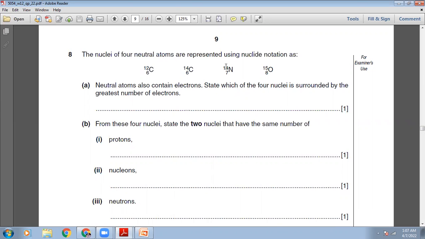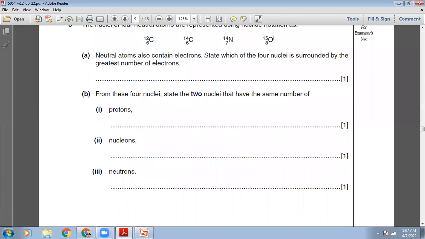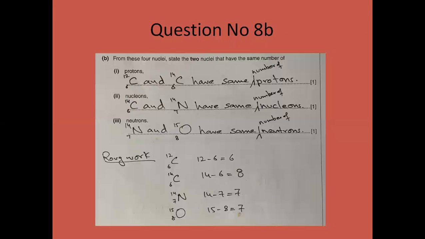If you check here, it has 7 neutrons. And if you check here, it has also 7 neutrons. If you check here, the neutrons are 8. Here the neutrons are, I think, 6. So where they have the same number of neutrons, I think these two have the same number of neutrons. So let's have a look at the marking scheme. So the nitrogen 7 14 and the oxygen 8 15 have the same number of neutrons.